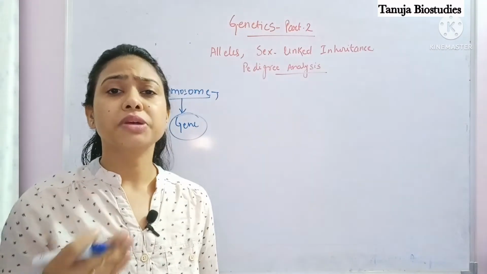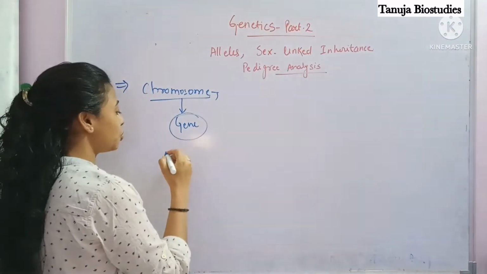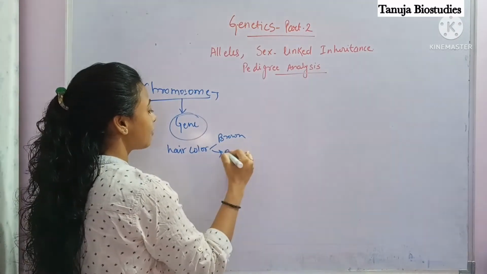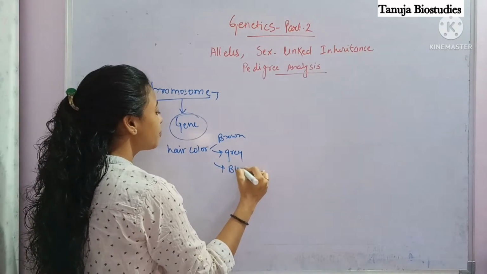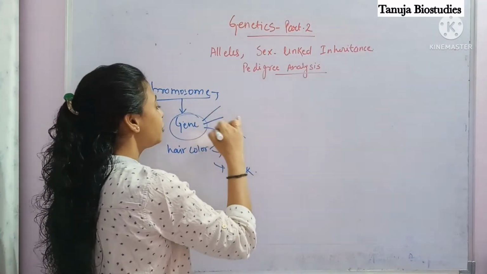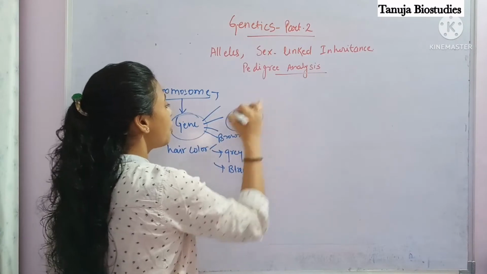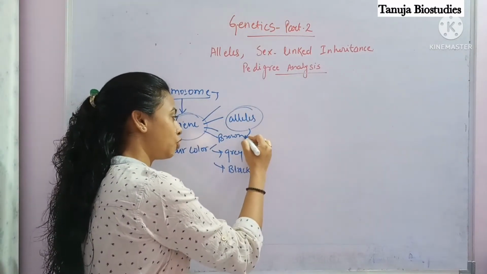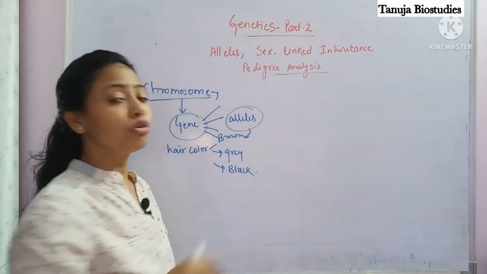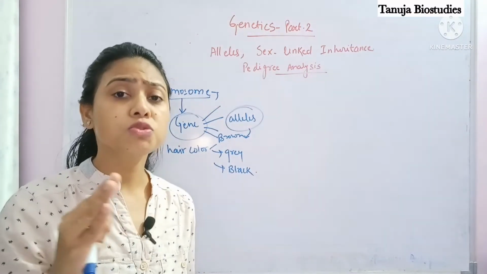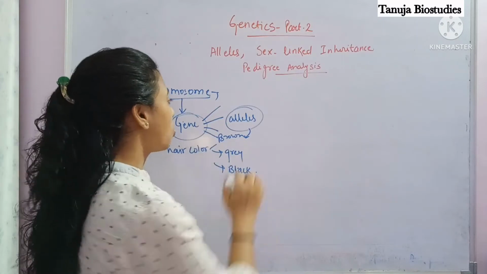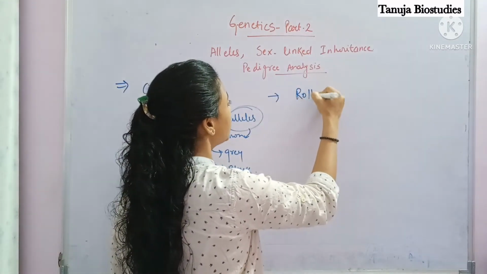Now a gene is expressed in different forms, as I have already told you, like hair color. Hair color differs, some people have brown, some gray or black, fine. The gene is responsible for hair color, but a gene has different forms which are known as alleles, which are responsible for the respective color. Maybe one allele is responsible for brown color, another for gray, and another for black. Are you getting me? Different forms of a gene are known as alleles. Clear?